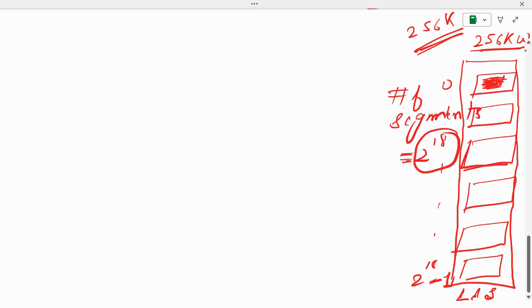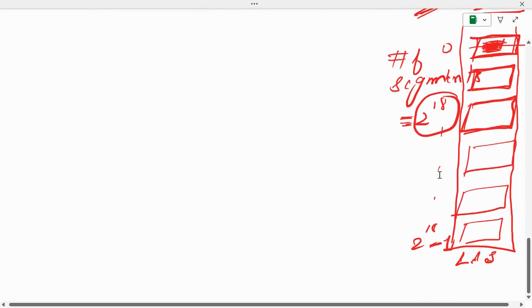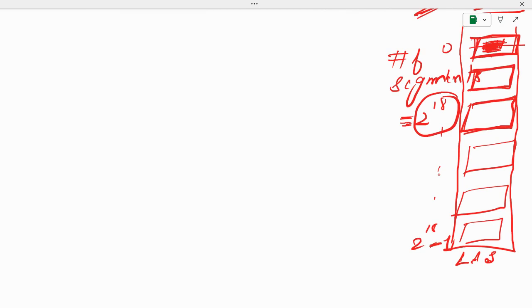Now each segment we are not bringing into main memory like previously in segmentation we were doing. We are applying paging onto each segment. We are not bringing the entire segment into the main memory; we are applying paging onto each segment, and then we are bringing the pages of this segment into the main memory. That is why we have taken D as D1, not the exact D.